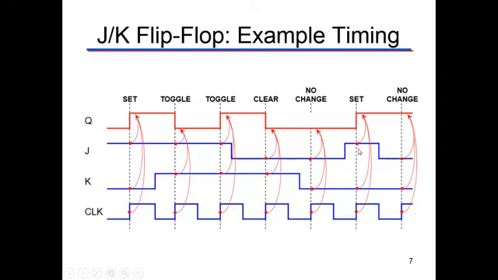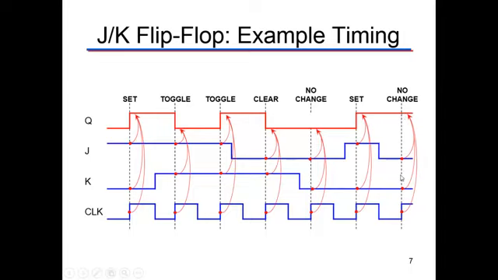Then we turn J to 1, K is 0. That's the set. So when the clock comes by, it's going to change Q to 1. And here they are both 0. J and K are both 0, and so it's the no change condition.